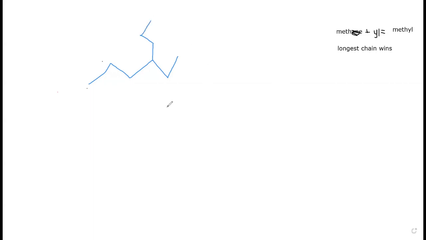What would you name the base? Would it be heptene? Yeah, it'd be heptane. Good. So that would be how you find the base.